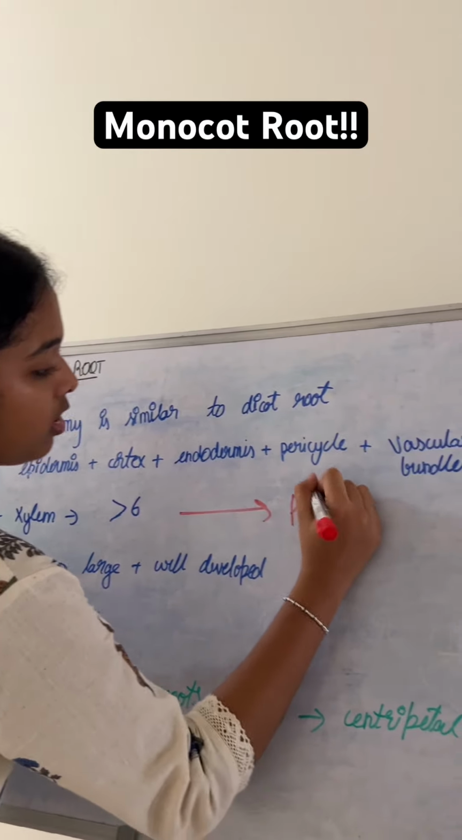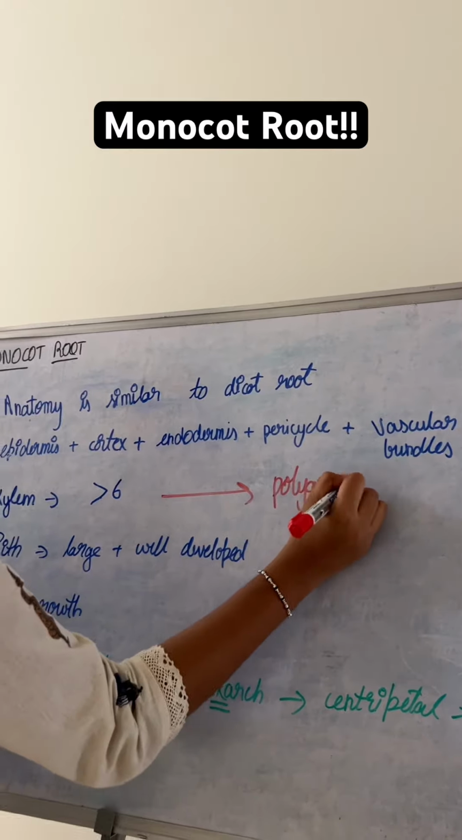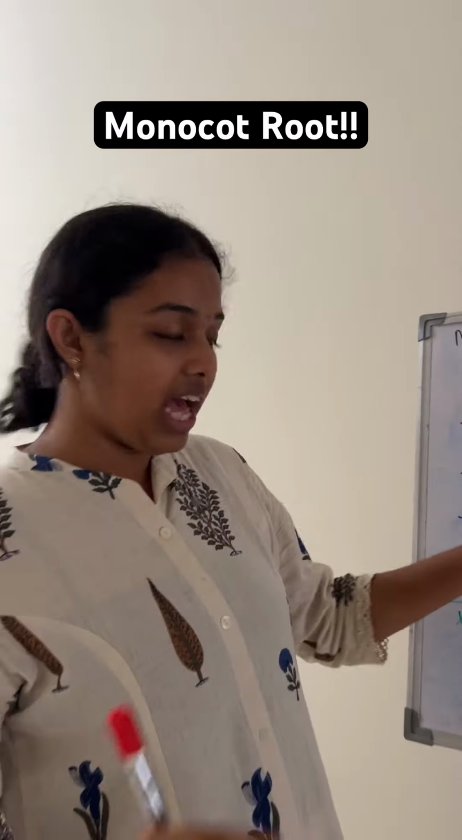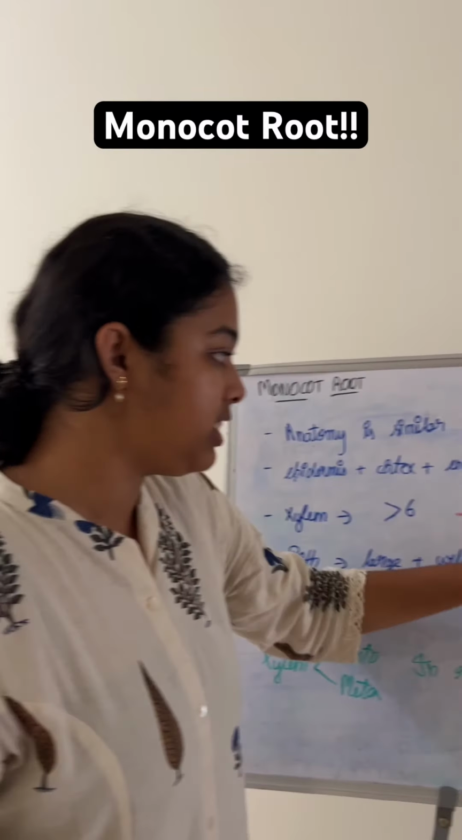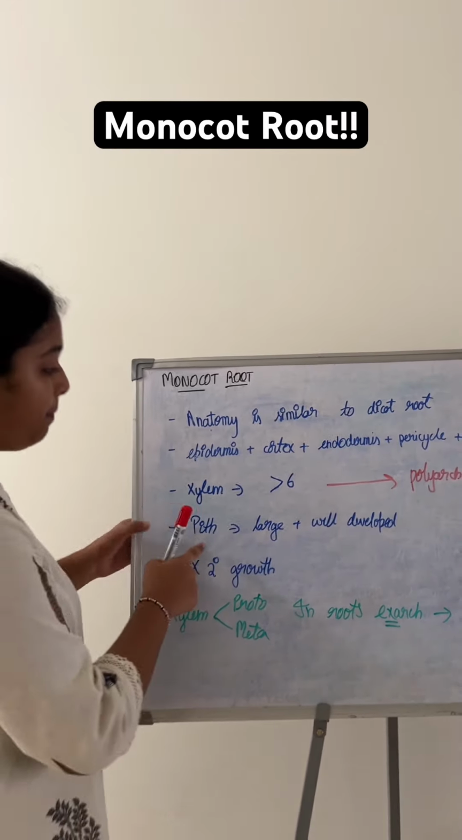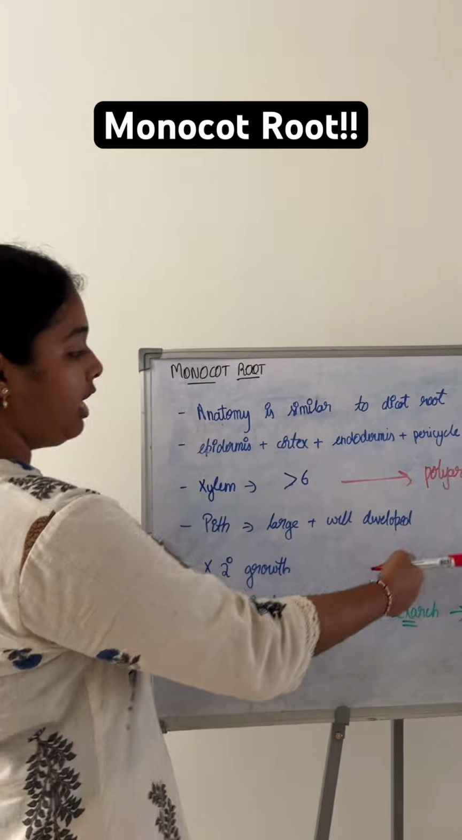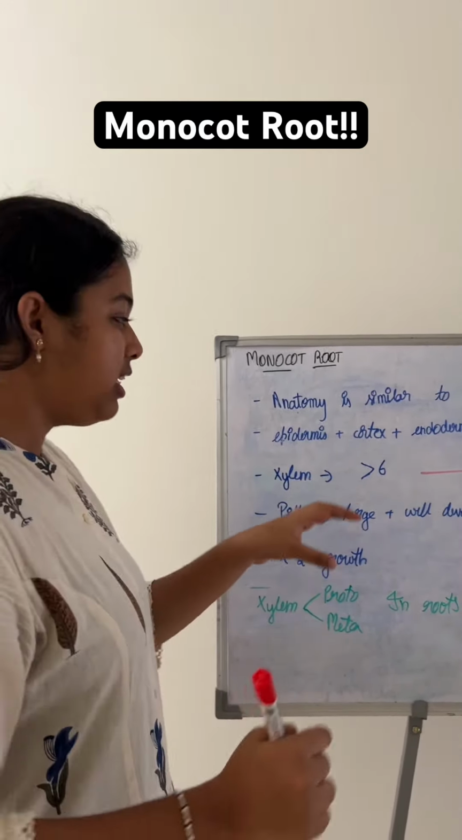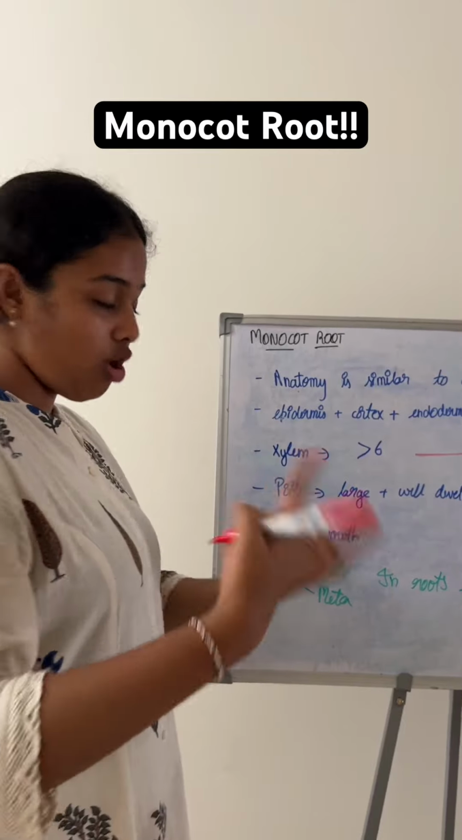Okay, so that is an important point because there we do not have this many, but here we have more than 6, which is represented by poly. Now the pith here is large and well developed, but in dicot root we had small and inconspicuous, that is, not prominent, but here it is the opposite.